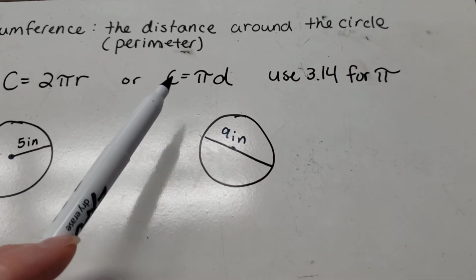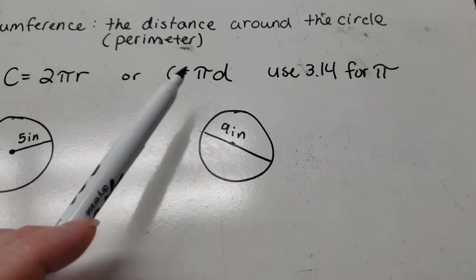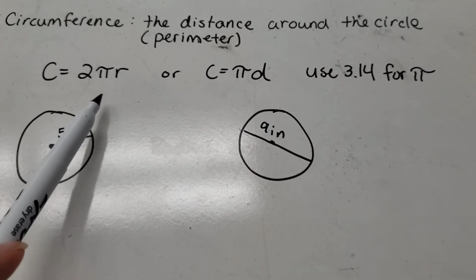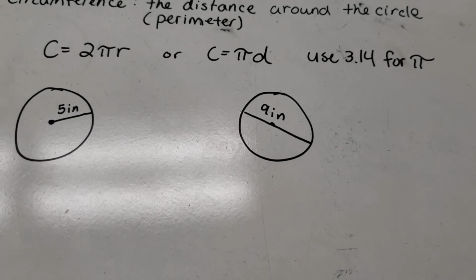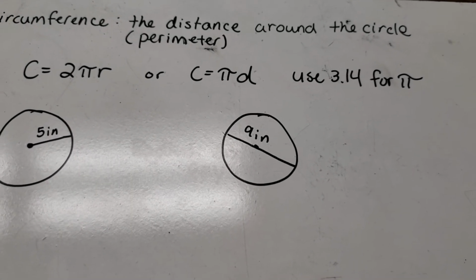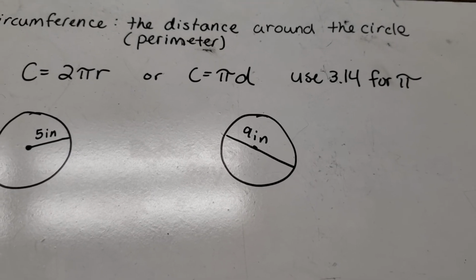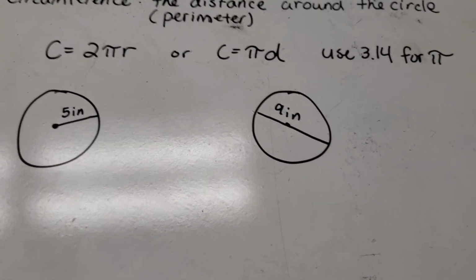The other formula is pi times diameter, because you notice 2r is the same as 1 diameter. So really what we need is the diameter, whether you use a radius twice, or 2 times the radius, or you use the diameter. It really doesn't matter.